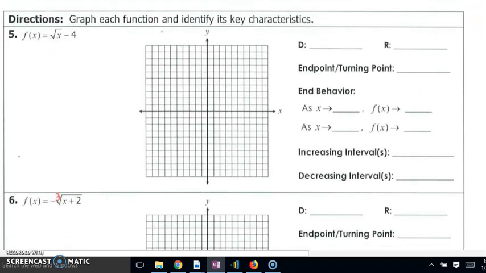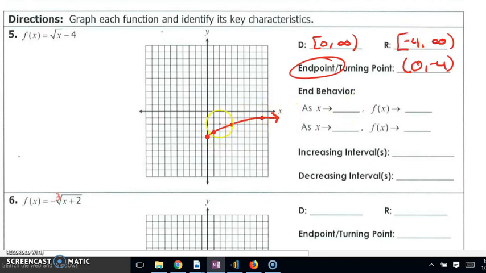Okay, in number 6, notice I changed it to a cube root just so that you got experience doing a square and a cube root. For number 5, this is the square root function, but shifted down 4 units. And then we always go over 1 and up 1, over 4 and up 2, over 9 and up 3, from the endpoint. Here my endpoint, since it's a square root function, is (0, -4). The domain is from 0 to infinity, and the range is from negative 4 to infinity.